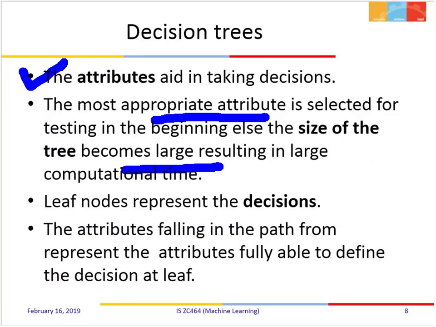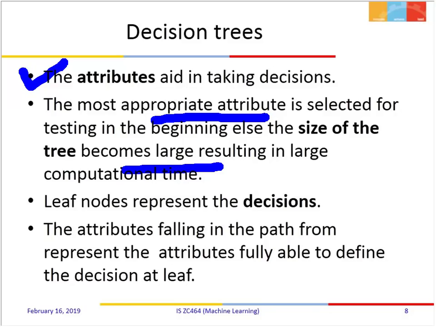The attributes, yeah, there is some typing error here. The attributes falling in the path from the root represent the attributes fully able to define the decision at the leaf. So we will visualize this tree a little later with the example that we have. Whenever we have to identify, based on the attribute values on one fine day, which is considered to be the test data, whether we will have to wait for the table or we will not be waiting, such kind of decisions we will know only when we reach the leaf node from the root node.